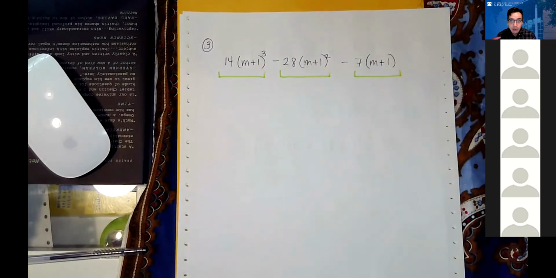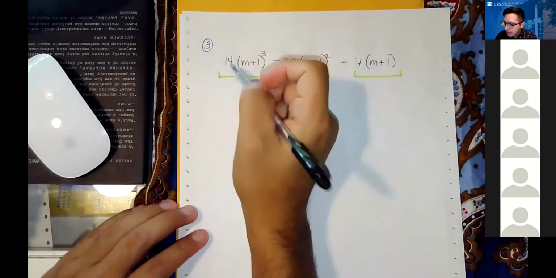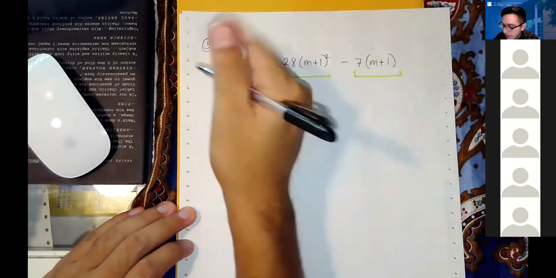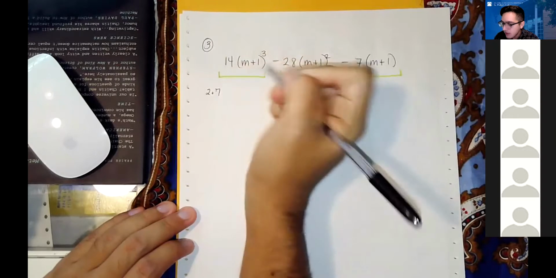But we're trying to identify the greatest common factor. So you can think about writing this as, this first term, if you really wanted to break it down all the way, 2 times 7 would give us the 14.